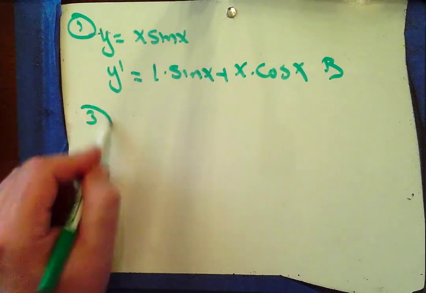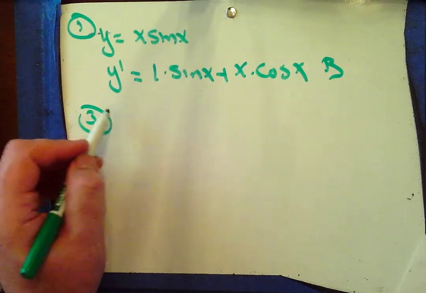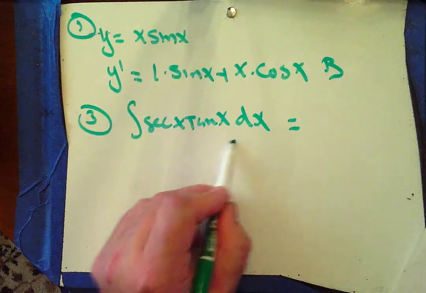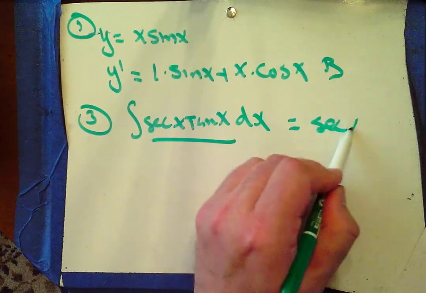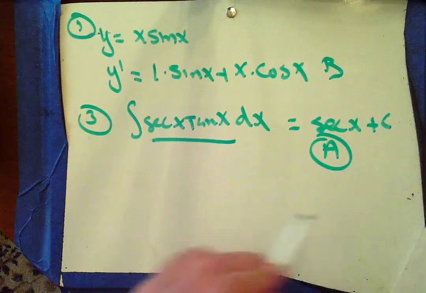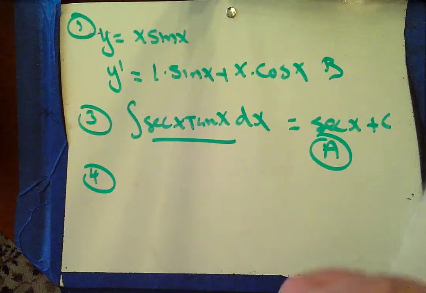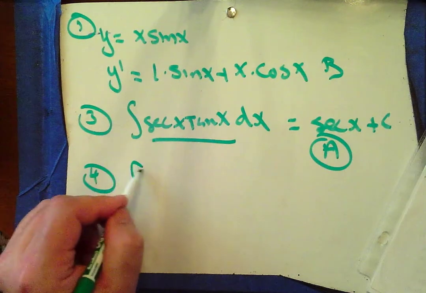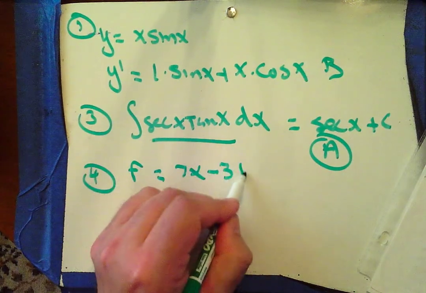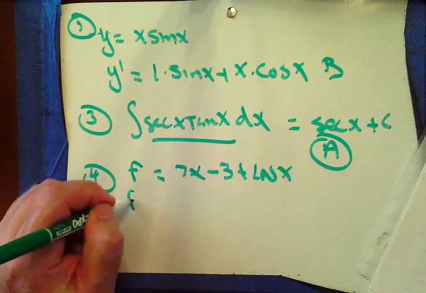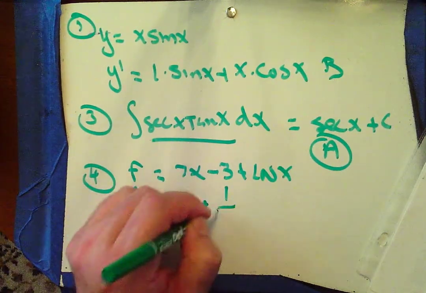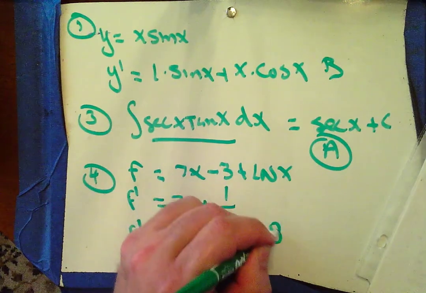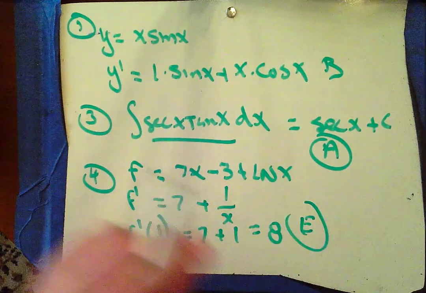B for number 1. Number 3, off to the side there, the integral of secant x tangent x dx. Well, we recognize that derivative. That's the derivative of secant x plus c. And so our answer is A for number 3. What about number 4? If f equals 7x minus 3 plus ln of x, then f prime would be 7 plus 1 over x, and f prime of 1 is going to be 7 plus 1, or 8. And so E is our answer to number 4.